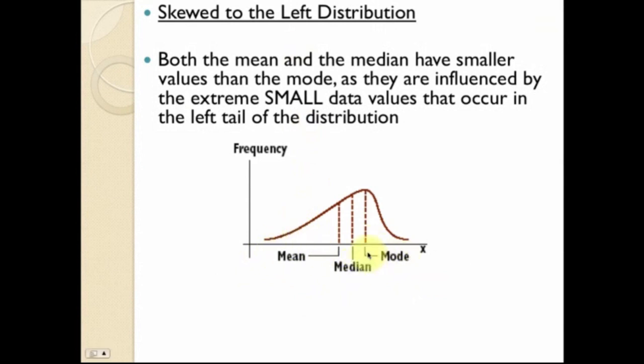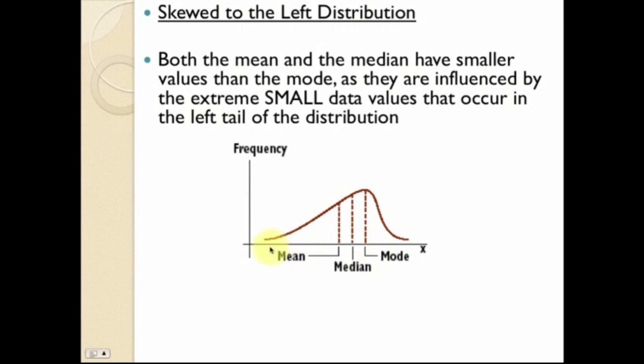The mode contains the data value that appears with greatest frequency. So the highest frequency, noting that frequency is the vertical measure right here, the highest point of this graph represents the mode. So that's easy to spot. Now, what happens in a distribution if most of your data values are occurring in this range, but then you've got some really small data values down over here?